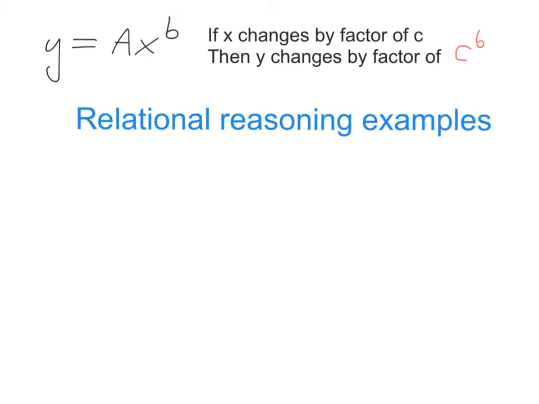In a previous video, we showed that if y is equal to a times x to the power of b, then if x changes by some factor, call it c, then y will change by a factor of c to the power of b, where b is that same power as that right here. So in this video, I want to do a few examples of this.